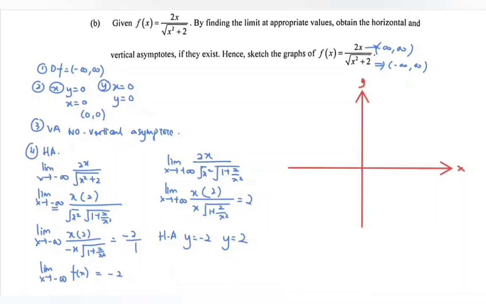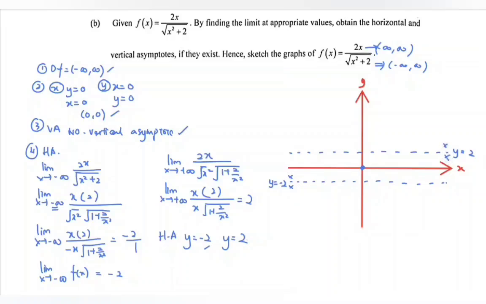Okay, so now focus on the graph. Number 1, we have all real numbers, which means there is no vertical asymptote. Number 2, we have the coordinate (0, 0). Number 3, no vertical asymptote. Next, we have y equals negative 2, so let's say here we have y equals negative 2. Another one we have y equals 2. This means that when x approaches negative infinity, we approach either from above negative 2 or below negative 2. The same goes for the right hand side, above 2 or less than 2.